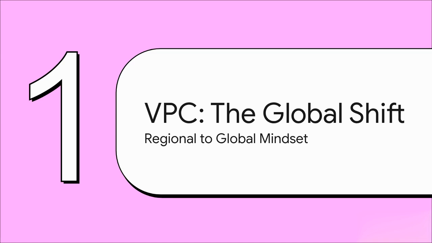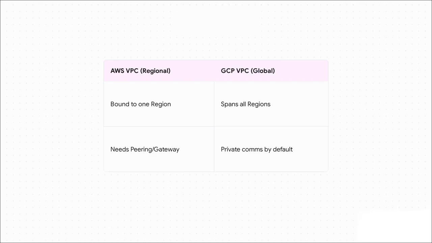First up, the virtual private cloud. And this is where, right out of the gate, you have to make a pretty big mental shift. When you're working in GCP, you've got to stop thinking in terms of regions and start thinking globally. So let's break this down. You know how in AWS your VPC lives entirely within one single region? If you want to connect to a VPC in another region, you're setting up VPC peering, or maybe a transit gateway. Well, GCP flips that completely on its head.